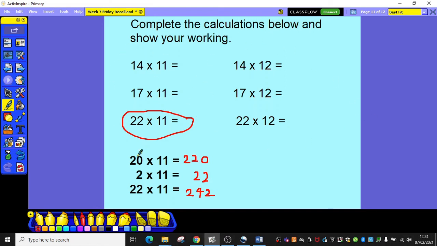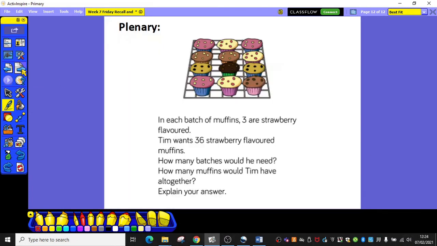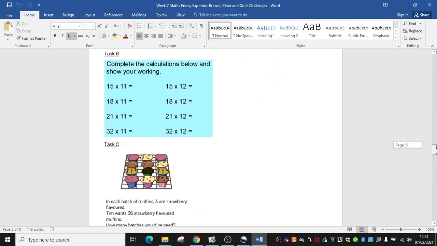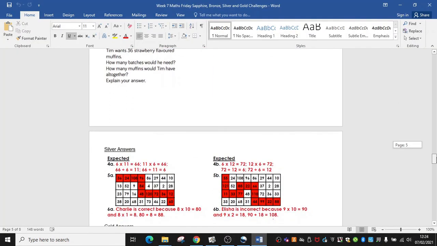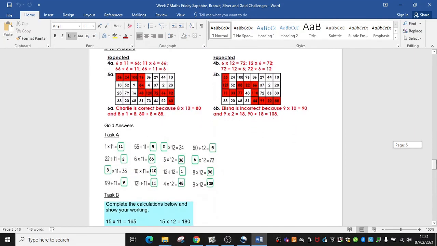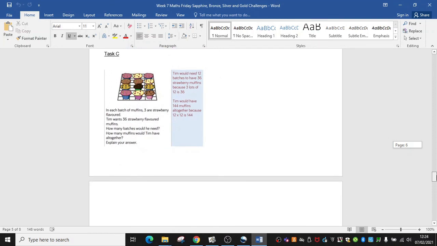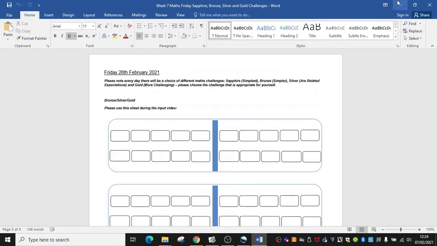So, I very much want you to show as much working as you can when you're completing these challenges on gold. You will also find that there is a problem that involves some muffins, and as that problem is quite tricky, you will find in fact the answers to all the questions are there, but in particular you will find the answers to that question there.